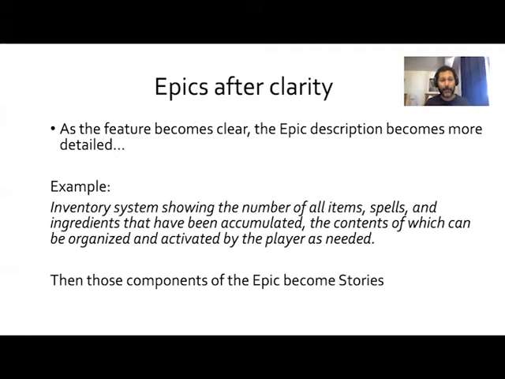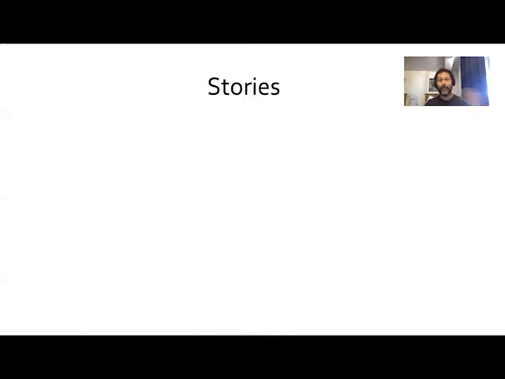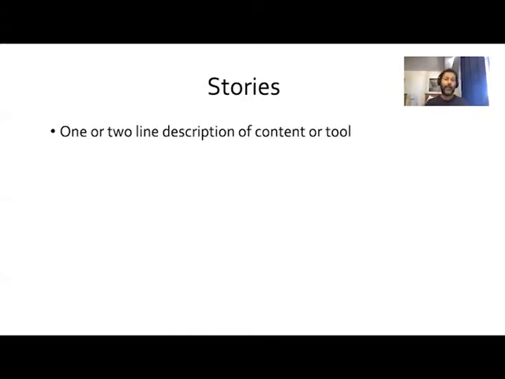But once you get to building it, we now have things in this inventory system that we need to actually create. Now the stories of an inventory system would not be spells and items, because you're probably going to have your own epic for spells, because spells can do different things. They don't exist just in the inventory system. But what does just exist in the inventory system? Well, here are some examples. A story is like a one or two line description of a content or tool that is part of the epic.